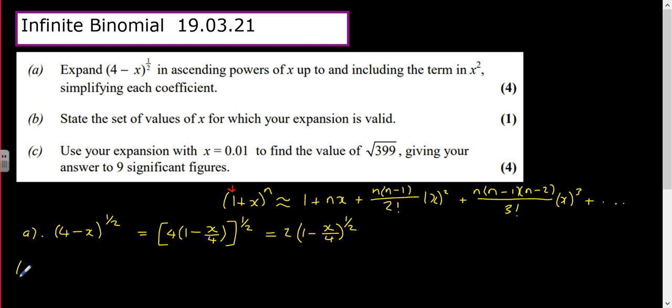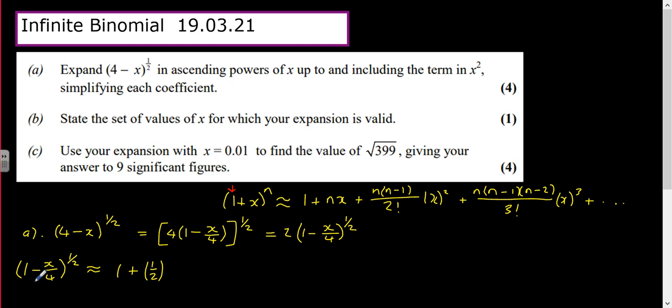So the first thing I'm going to do is ignore the 2 for now, and I'm going to find the expansion of (1 - x/4) to the power of 1/2. I use my little wavy lines just because this is an approximation, because we're not going to write an infinite number of terms. I'm going to do a direct substitution into the formula. So I've got 1 plus n, which is 1/2, multiplied by x. And this is the key bit here. The x isn't just an x.